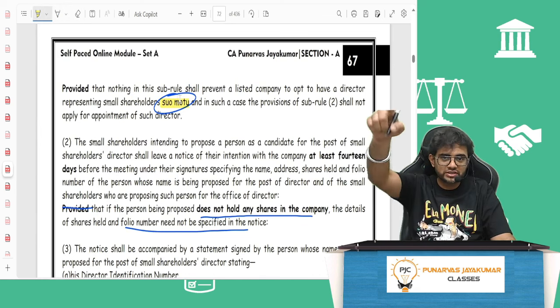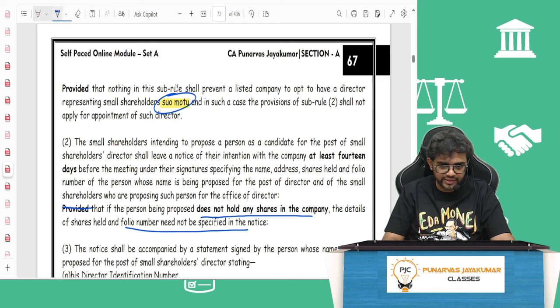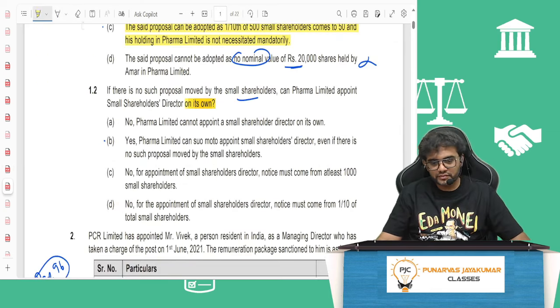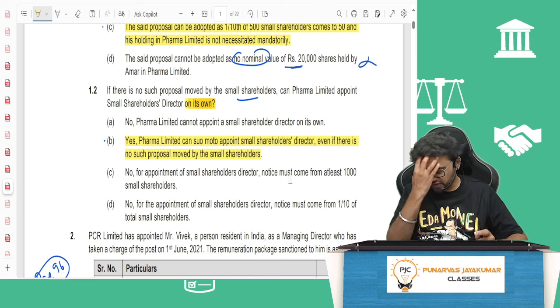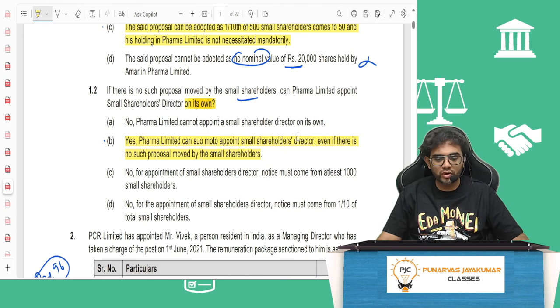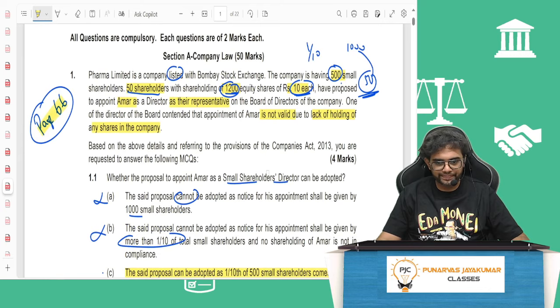My SPOM students who have bought my classes, page number 67, mark it. And you can say MTP question 1 like that you can write down. So here, yes, Pharma Limited can suo moto appoint small shareholder directors even if there is no such proposal moved by such small shareholders, no problem. Suo moto means on their own they can go ahead and appoint small shareholder director. Very, very easy question, 4 marks in our pocket.